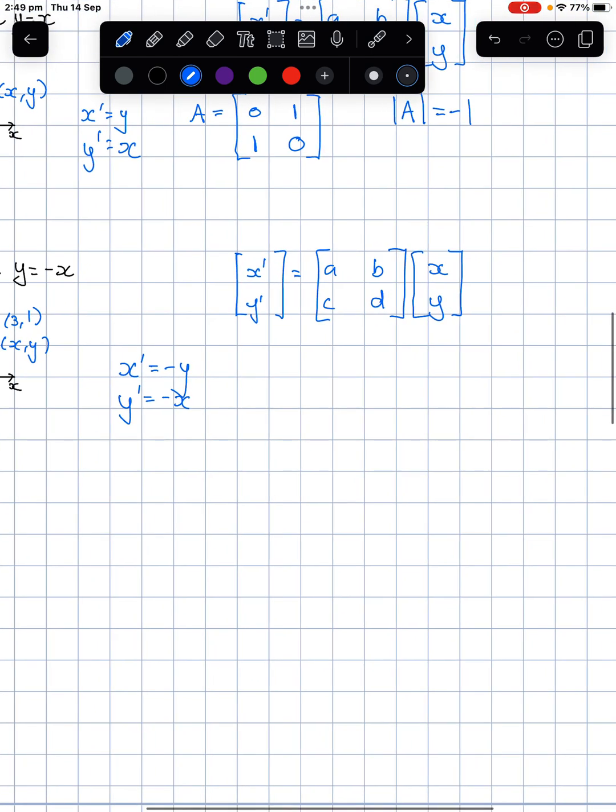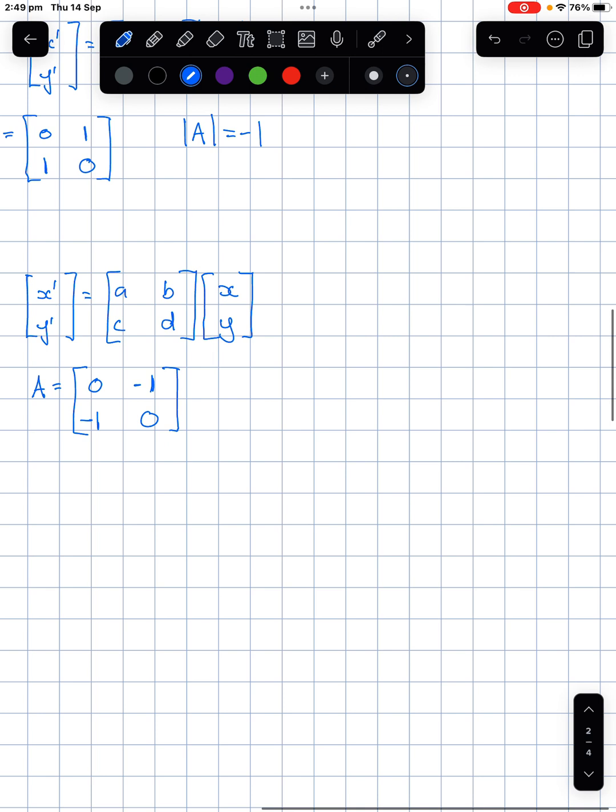So in terms of our transformation matrix here, this transformed x means a times x. We don't have an x in our equation, so a equals 0, but b equals -1. So we've got 0 and -1, and then my next value, c times x means that c must be -1 and d must be 0. And interestingly, again, the determinant of this equals -1.